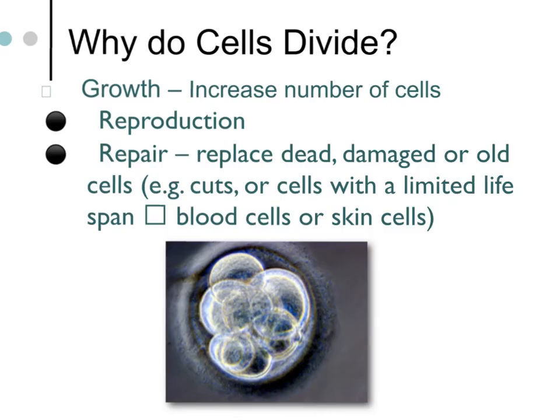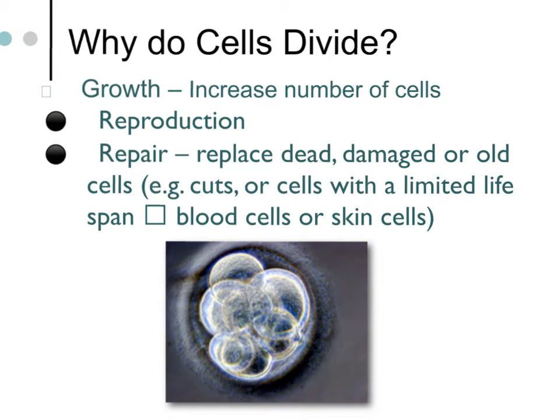There are a few reasons cells divide. The first is growth. So as we grow, we need to increase the number of cells. So we go from being a tiny wee baby into a mature adult, and to get from point A to point B, we need more cells because we are physically growing in body mass. So the first reason is to grow.